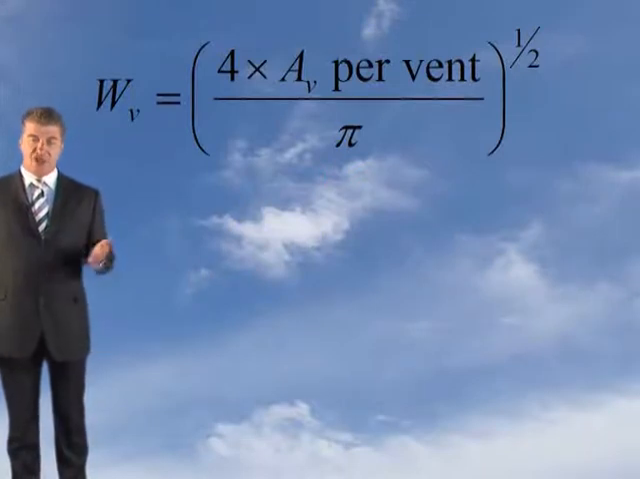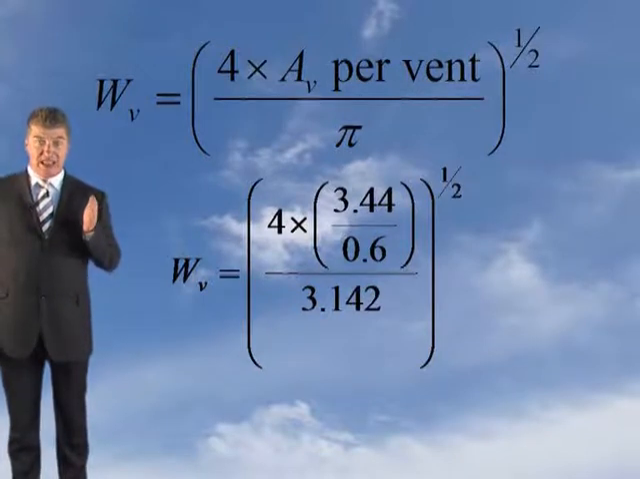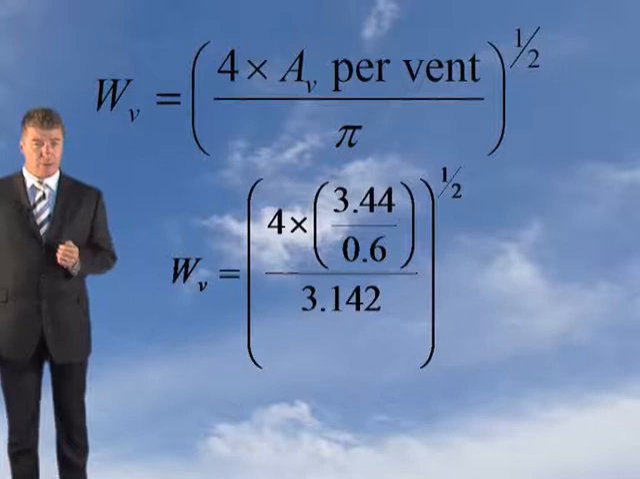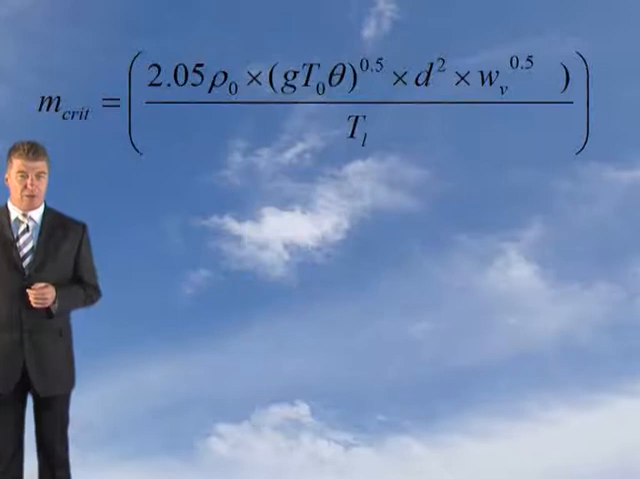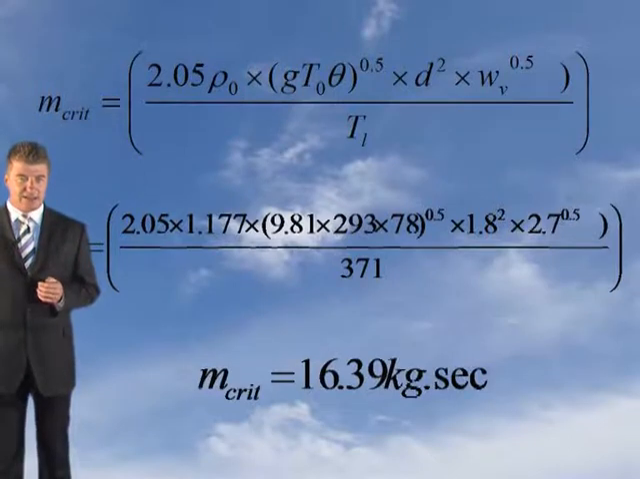When you put all your known variables in, you should have got this. WV equals 4 times 3.44, which is the aerodynamic free area of the ventilator, divided by 0.6, the coefficient. You multiply that out, you divide it by 3.142, and you square root it. Your WV, the width of an equivalent ventilator, is 2.7 metres. When you put this 2.7 metres into the mcrit formula, you'll have got an mcrit of 16.39 kilograms a second. So if more than 16.39 kilograms a second goes through each ventilator, it is likely to plug hole and entrain air and not be efficient.